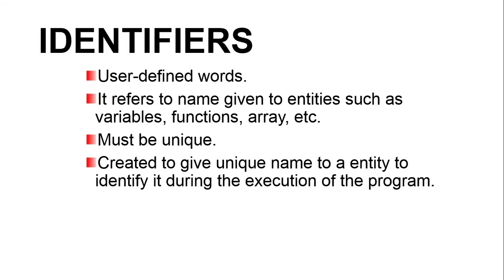Identify means we have to find something. I identify a particular place, so it represents some action. Identifiers in a C program are user defined words. It's all user defined words. Who are the user? We are the user.